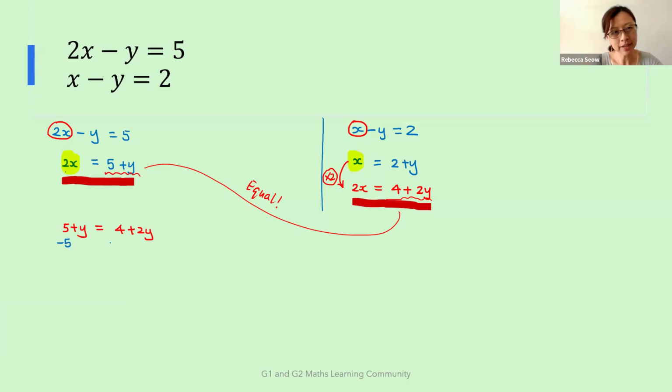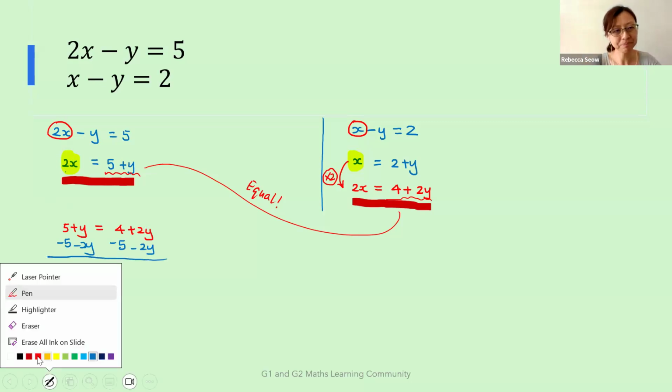I take away the 5. Our y term is removed from the right, so I'll take away 2y. Okay, and let's try to simplify it.